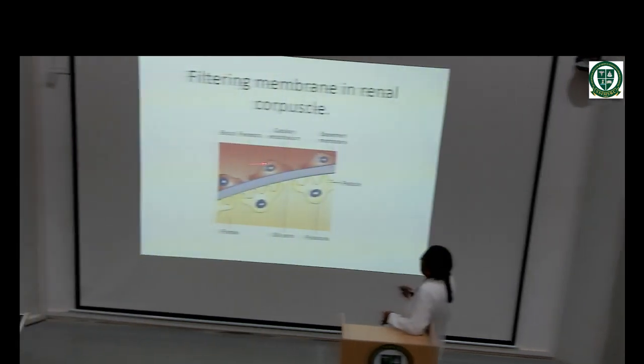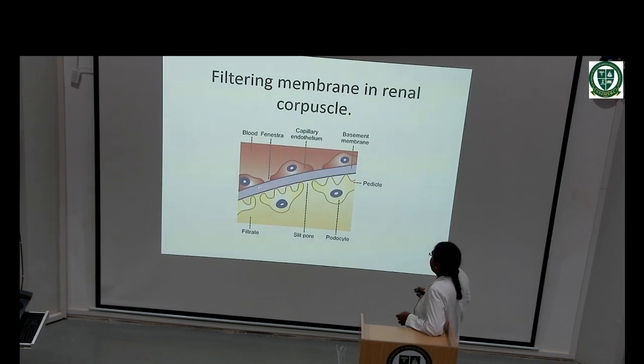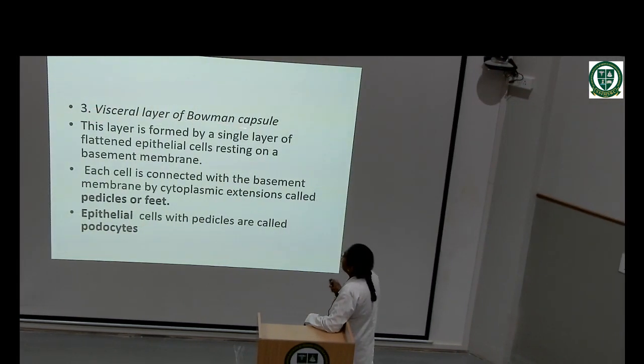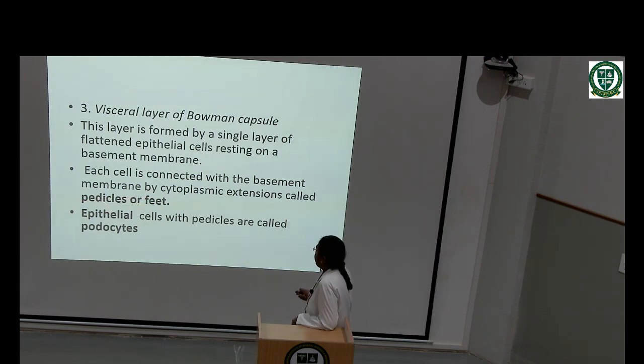This is a diagram showing slit pores. This is the basement membrane. These are the podocyte cells with the slit pores in between where the filtration will take place. Third is the visceral layer of the Bowman's capsule. This layer is formed by a single layer of flattened epithelial cells resting on the basement membrane. Each cell is connected with the basement membrane by cytoplasmic extensions called pedicles or feet. Epithelial cells with the pedicles are called podocytes.